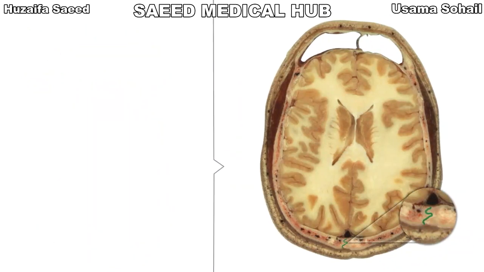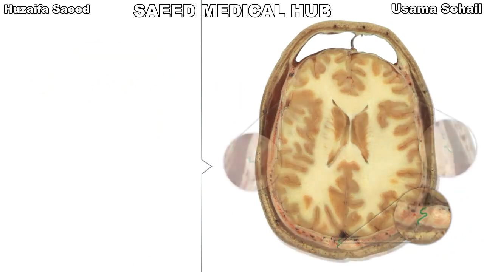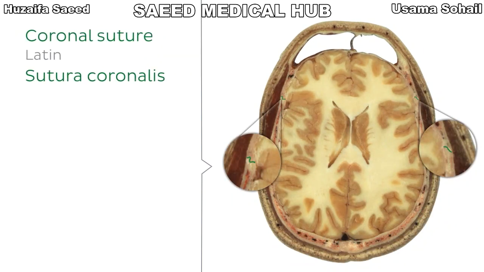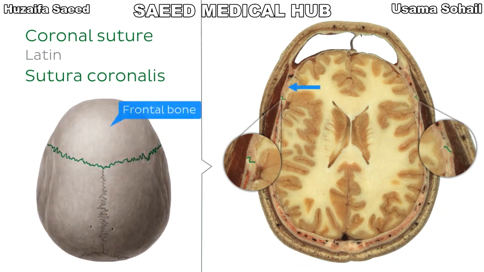There's one more suture to identify in this cross-sectional image, and we can see it highlighted on both the right and left sides of the skull, and this is the coronal suture. This suture is between the frontal bone anteriorly and the parietal bones posteriorly.